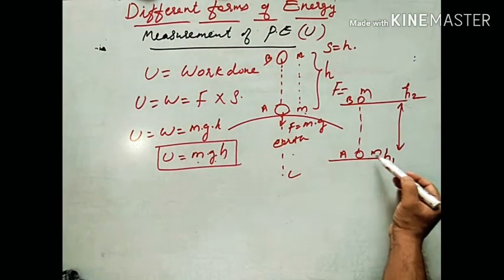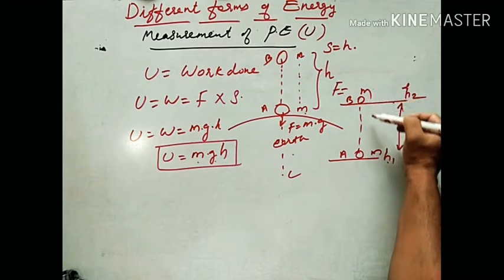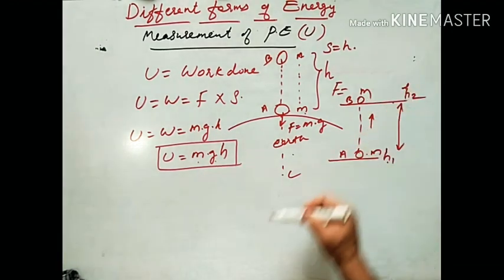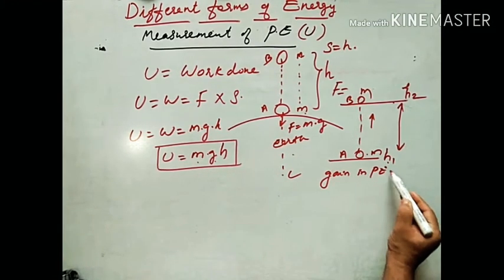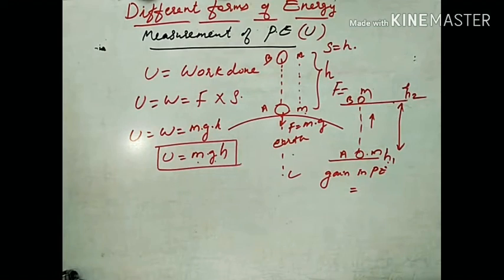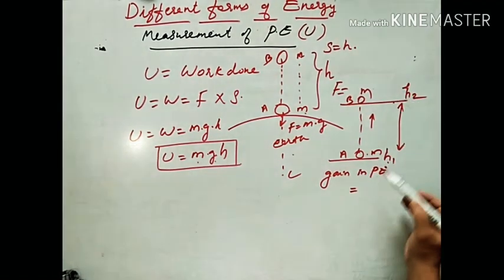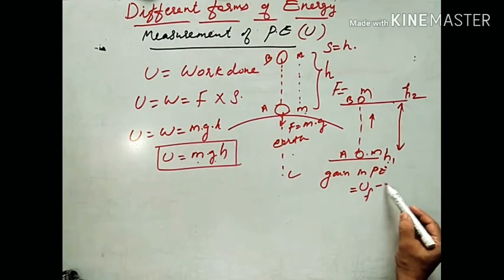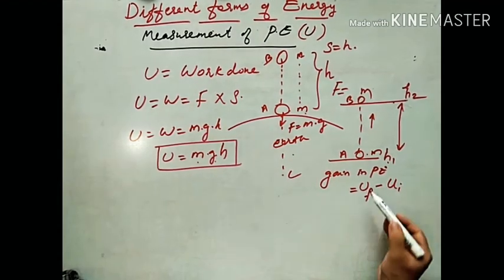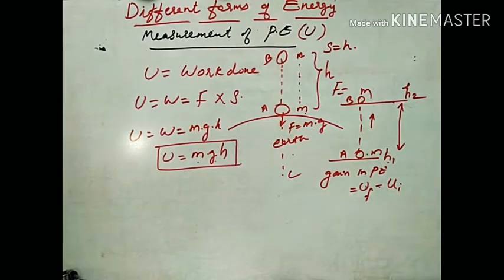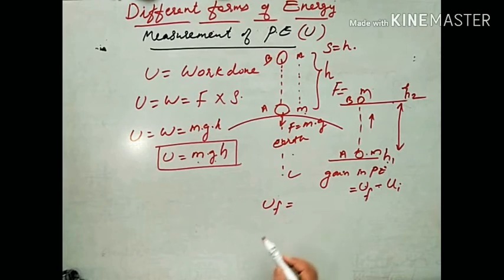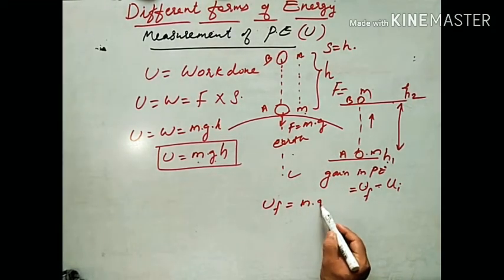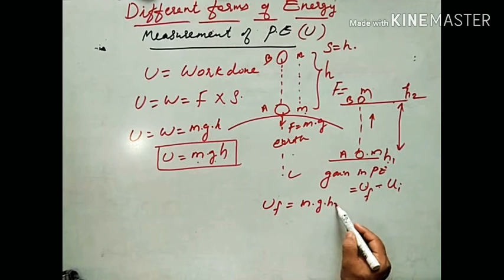Then what is the gain in potential energy? The body is gaining height, so it is going up, right? So there is a gain in potential energy. How much? The gain in potential energy is equal to the difference in potential energy, the final potential energy minus the initial potential energy, UF minus UI. What is the final potential energy? UF is equal to, mass remains the same, g remains the same, the height changes, mgh2.